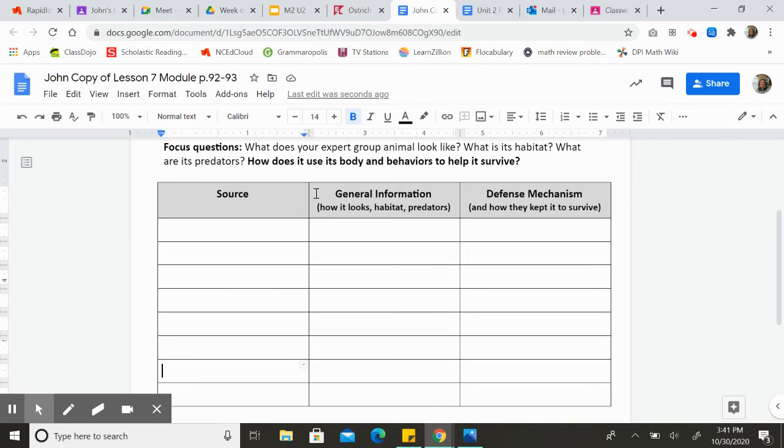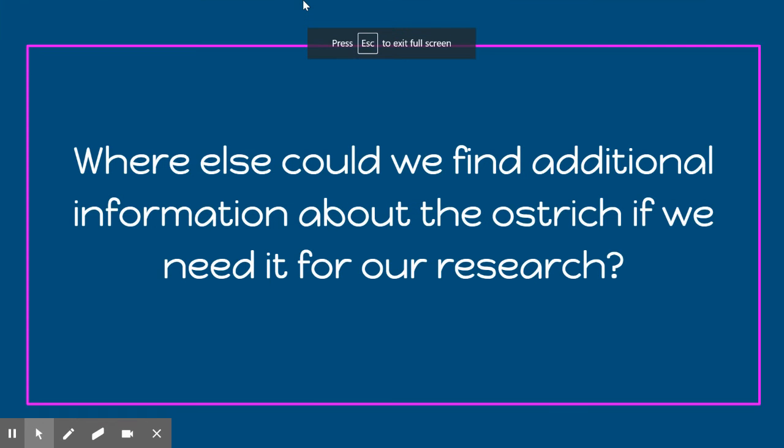And in saying that, after you're done with that, I want you to think about the pages that we've read about the ostrich and animal behaviors. You can always go back to animal behaviors. That would be your source. And you can put in your general information or your defense mechanism information in this chart as well. Okay. And we just talked about that. We could find additional information in animal behaviors as well as other websites that are credible, reliable resources.